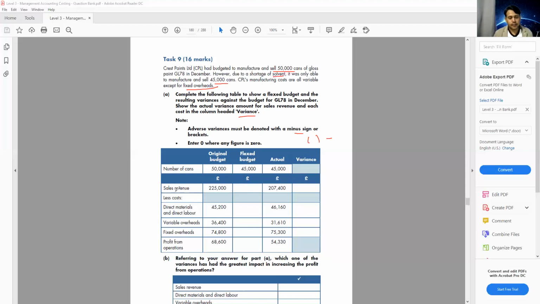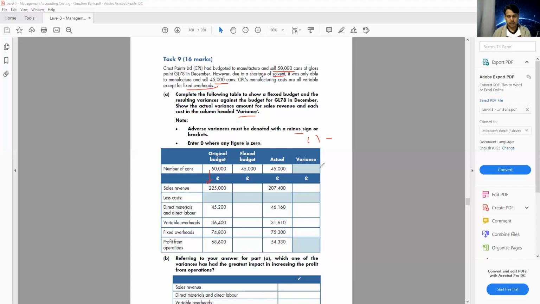The first we're talking about is sales revenue. That's my number of cans we have sold, which is 45,000 units. I have to find the selling price per unit, isn't it? So my selling price per unit, I would say 225,000 divided by 50,000, because I have sold all these 50,000 units for 225,000. How much did I sell for each?